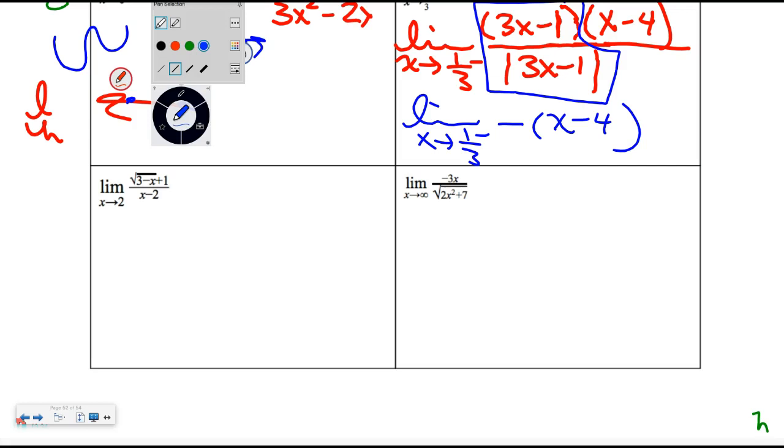Are you ready for the bottom one? When I plug in a 2, what do I get? I didn't pick the easy ones where it came out nice. How do we deal with the square root ones? Multiply top and bottom by the conjugate of which one? In this case, the top. But globally, the one with the what? Square root in it. Yep, perfect.